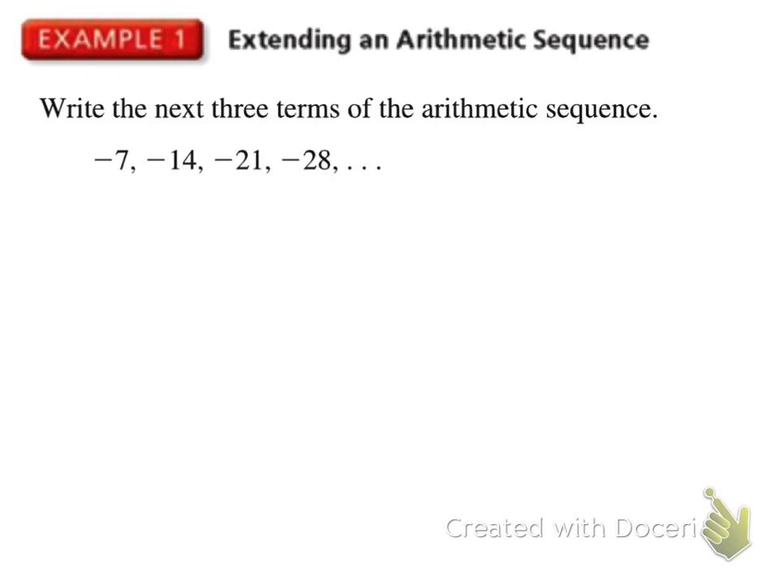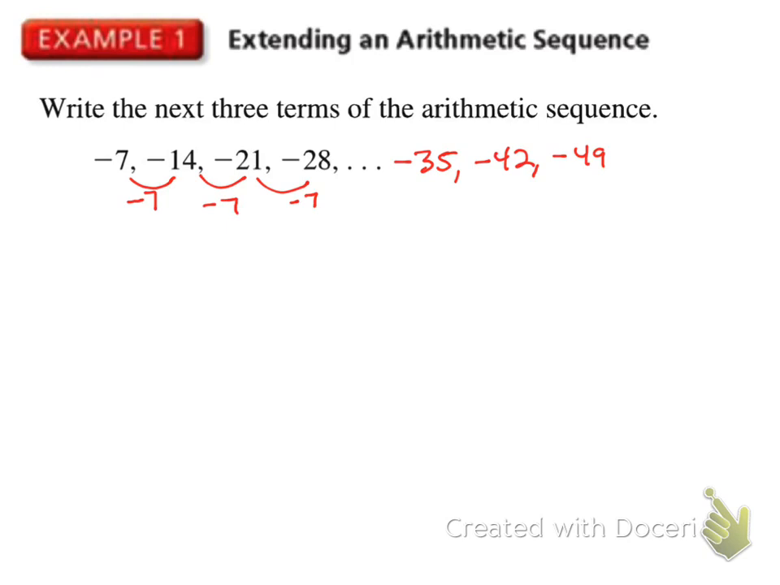All right, so can we figure out now how to write the next three terms in the arithmetic sequence? What would we do? Subtract 7. So we're noticing that every time we are subtracting 7. Minus 7. So what is my common difference? Negative 7. So what would the next three be? Negative 35, negative 42, negative 49. So that's all we're doing.